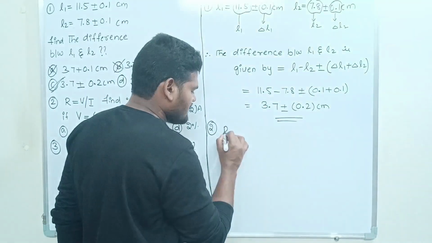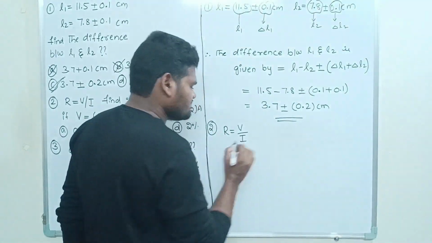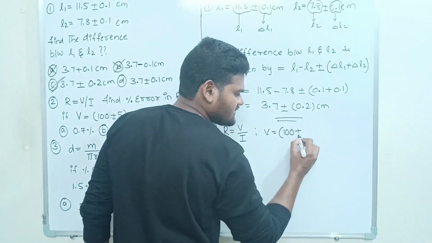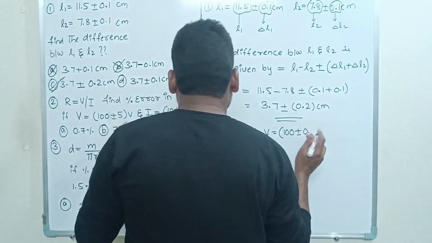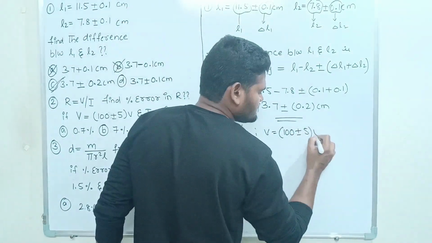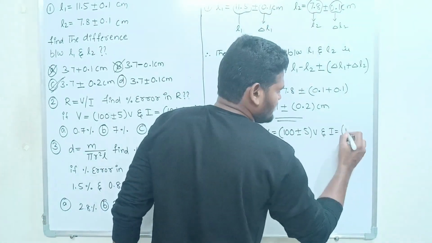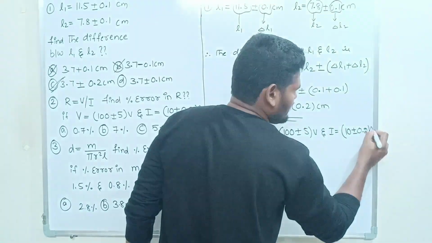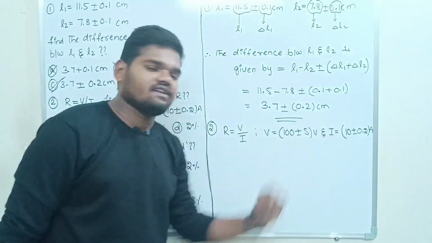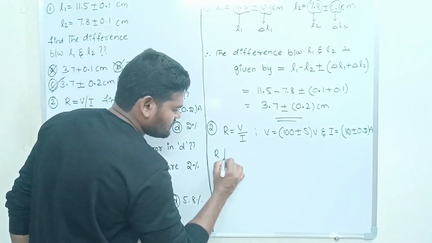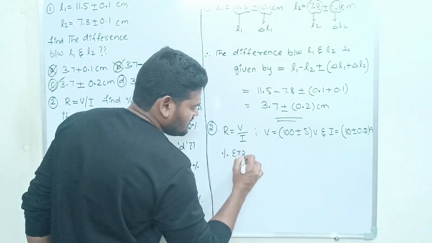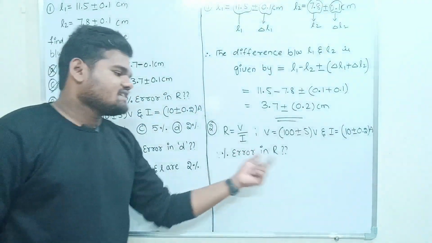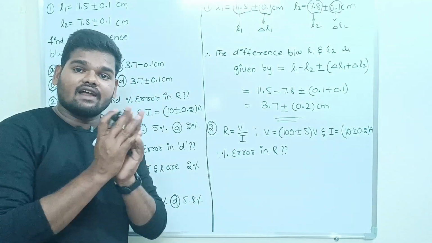What are they given? R is equal to V by I, Ohm's law. The value of voltage is 100 plus or minus 5 volts, and current I is equal to 10 plus or minus 0.2 amperes. V is given, I is given. So what we have to find is the percentage error in R. How do we find it? We already know that.